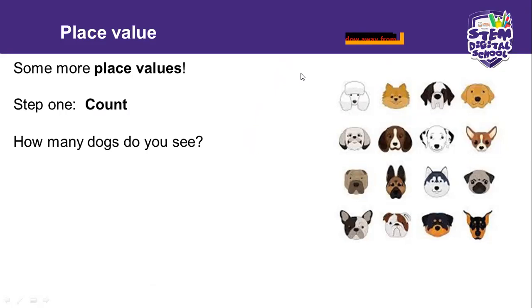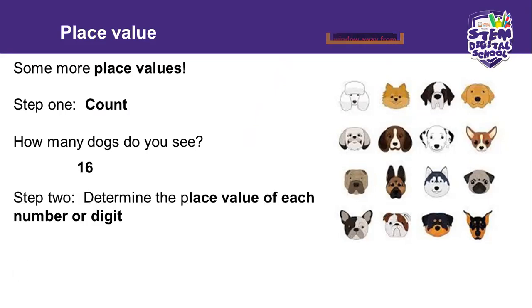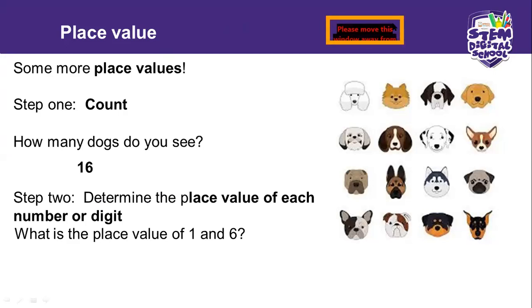Okay, so now we go to the next step. The next step says we want to determine the place value. We want to see, why do we say 16? So the question will be, what is the place value of 1 and 6? What is this 1? What does it represent? This 6, what does it represent?